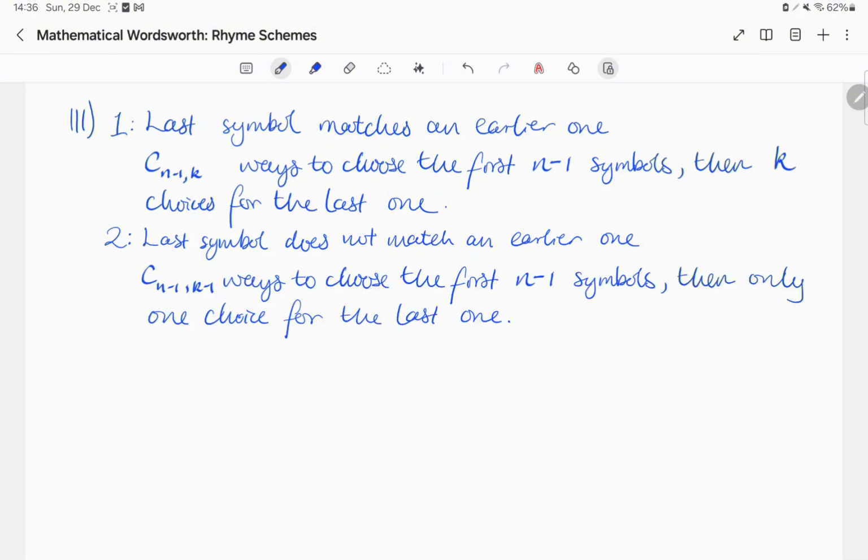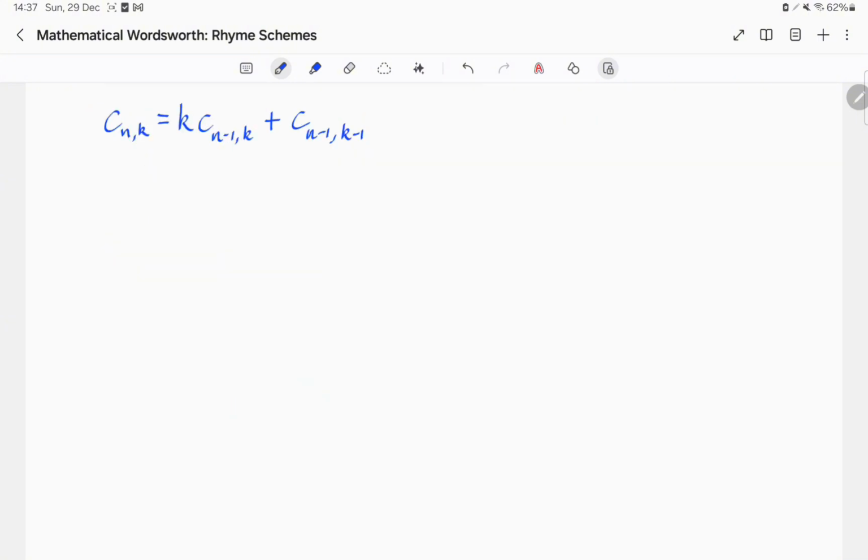Similarly, for the second case, there are C(n-1,k-1) ways of choosing the first n-1 symbols, but then only one choice for the last symbol. Putting these together, we can obtain that C(n,k) is equal to k C(n-1,k) plus C(n-1,k-1) as required. Now we'll move on to part 4.